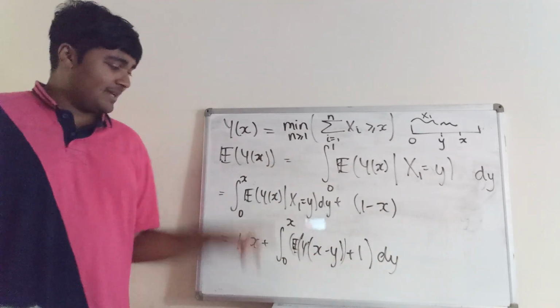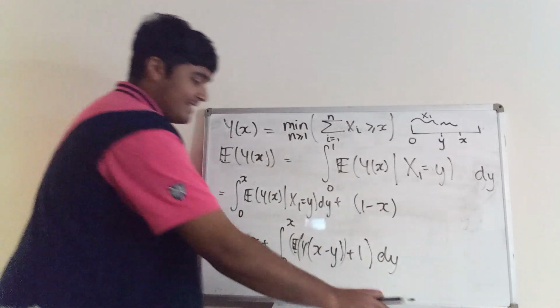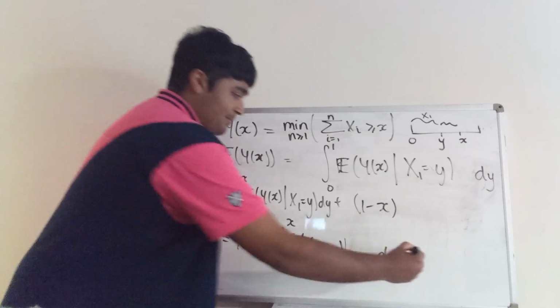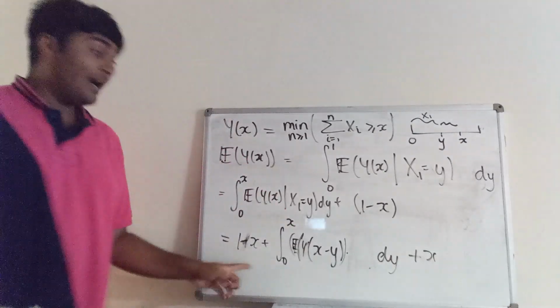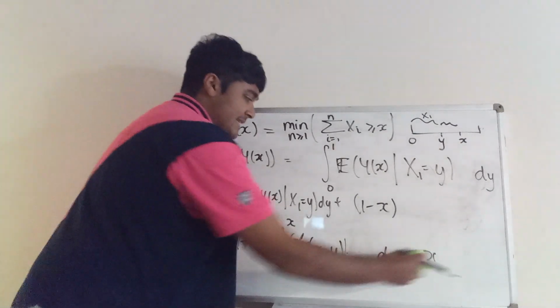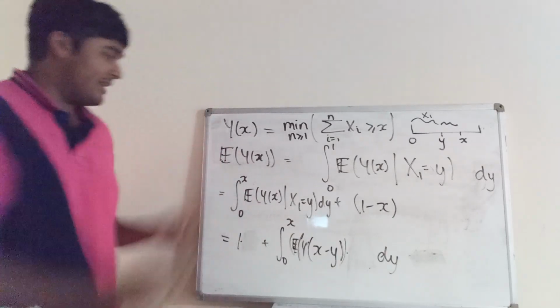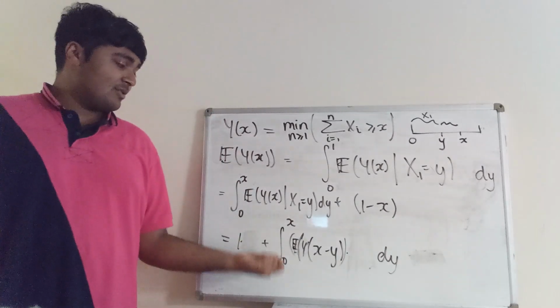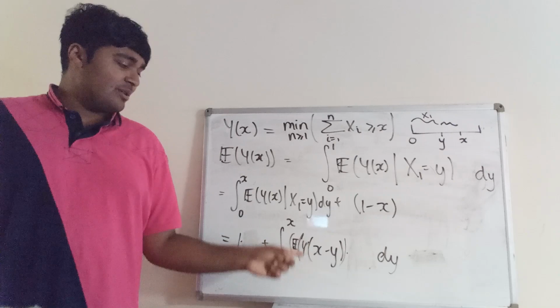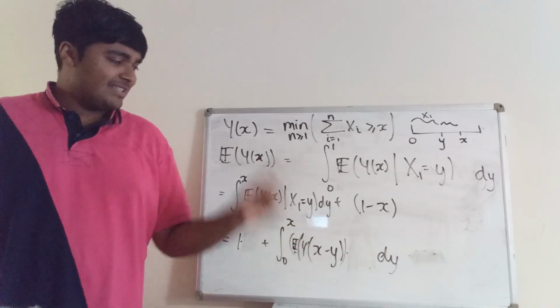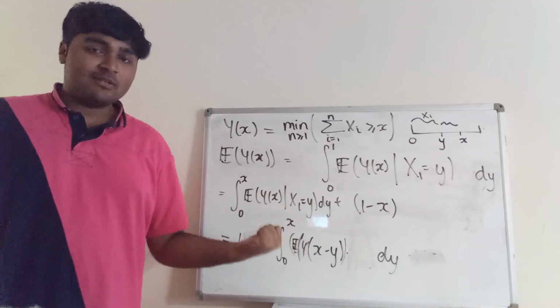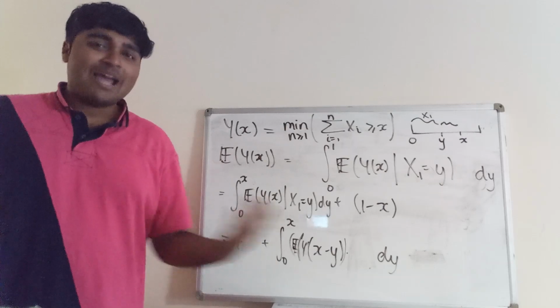But this plus 1 here, when I integrate it, is just going to give me an x. So I can get rid of this and add on an x. But this minus x and that x cancel very nicely. So I've just got the expected value of Y of x is 1 plus the integral from 0 to x of the expected value of Y of x minus y dy. We're almost done in solving this problem. Let me clean up the whiteboard and we'll continue.